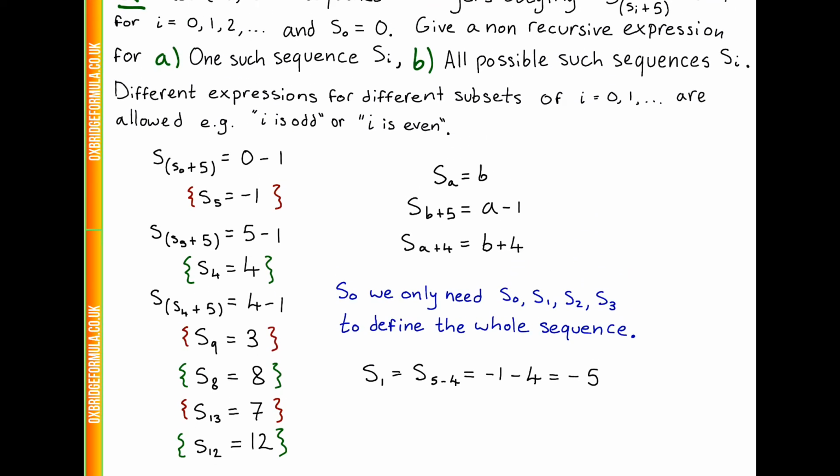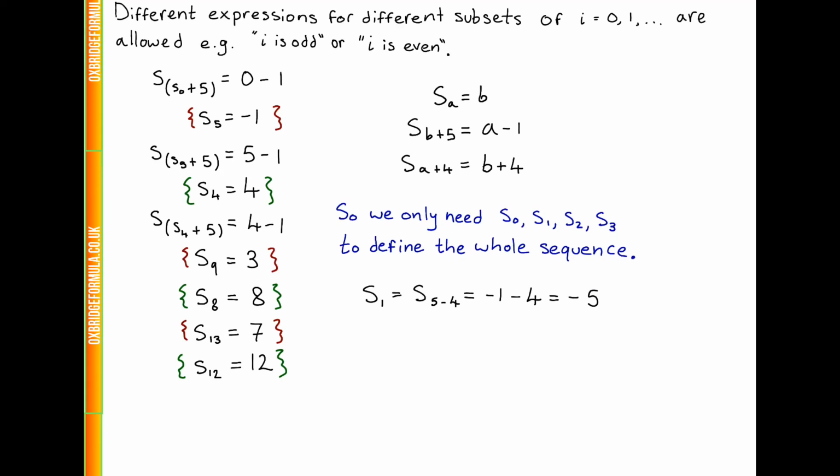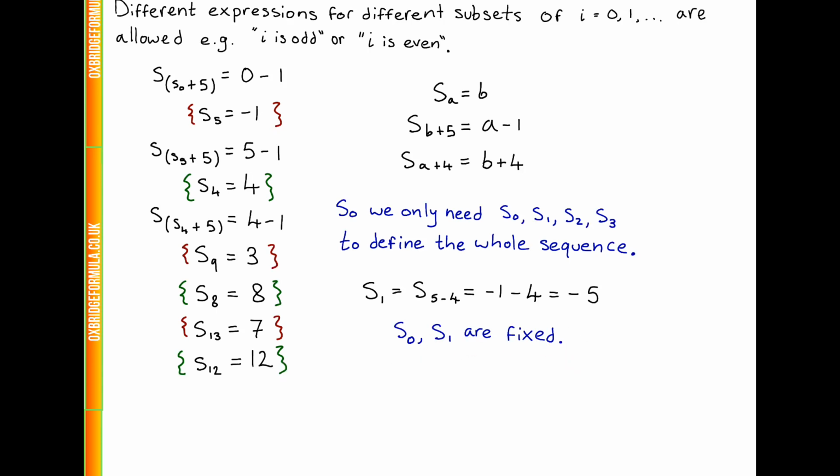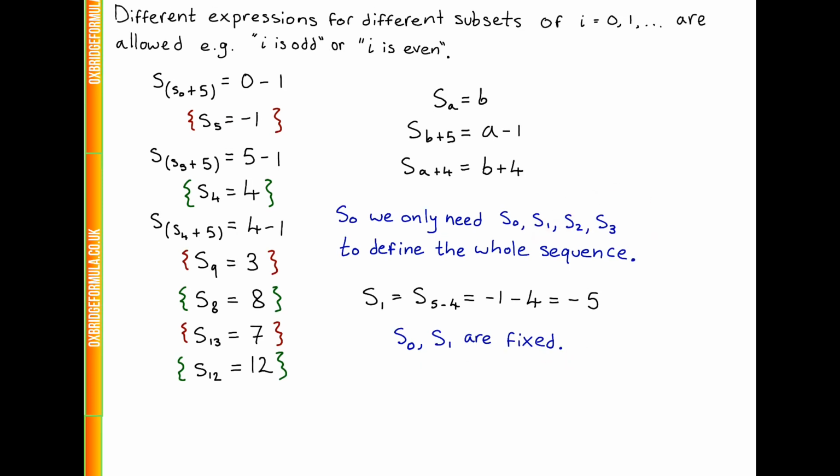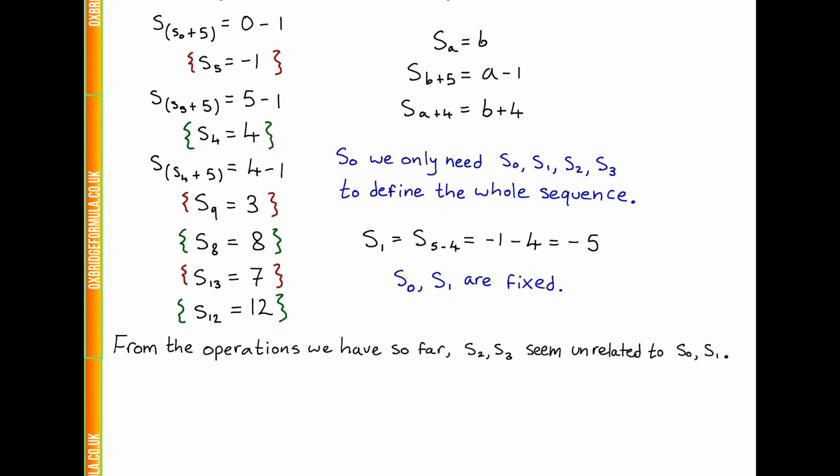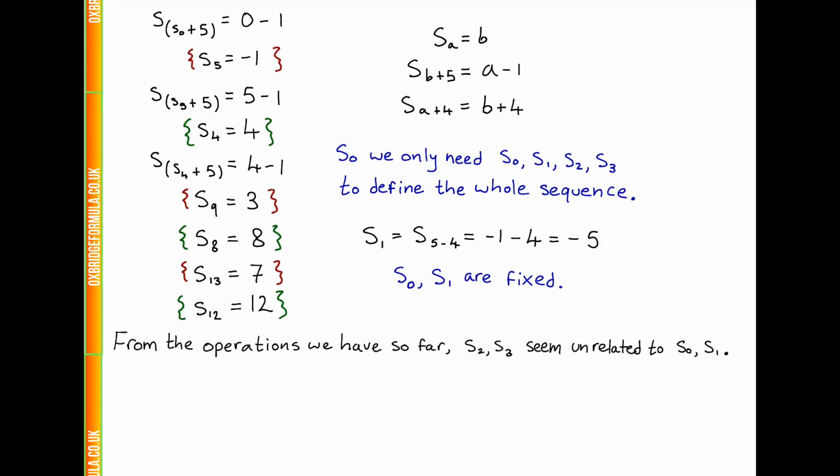Remember that we expect to find this, because we're told to find one such sequence in part A, but all possible sequences in part B. Perhaps S2 and S3 are related in the same way S0 and S1 are. We know these are fixed, so we can ignore them for now, and think more about S2 and S3. As we've remarked, these seem separate, unrelated to the other constants. And so, let's try some things and see what works.